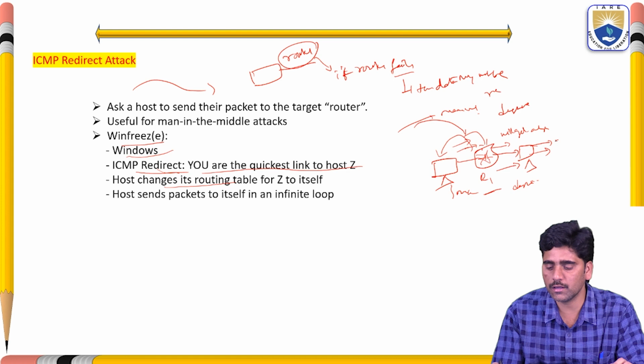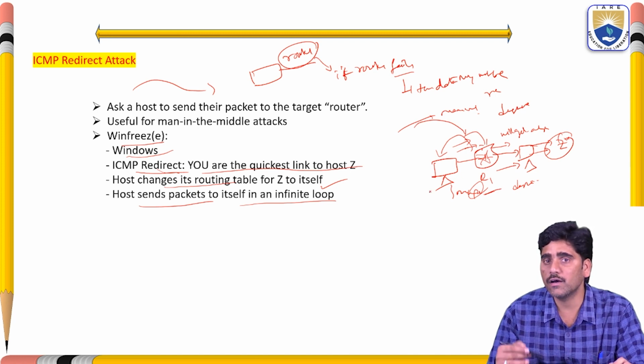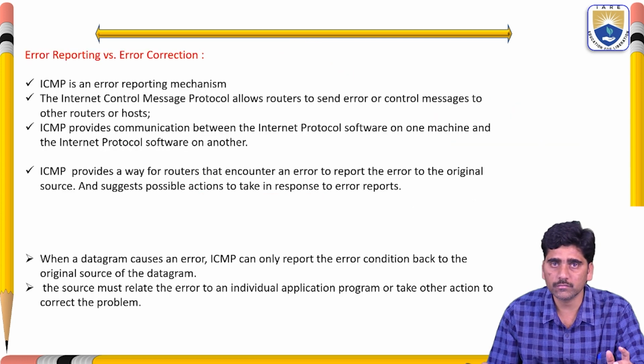Z is the destination host, and the routing table always changes based on the data transmission through the router itself. And the host sends packets to itself in an infinite loop. That means the host, which should transfer the packets to the destination side, is always looking at itself and transferring to itself. So that is the ICMP redirect attack.